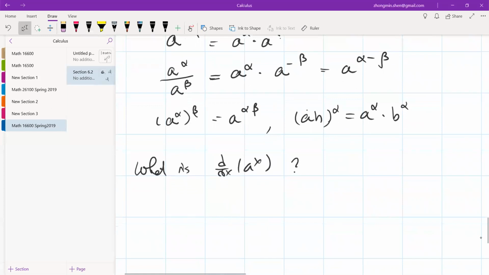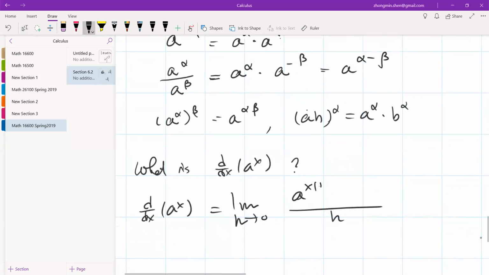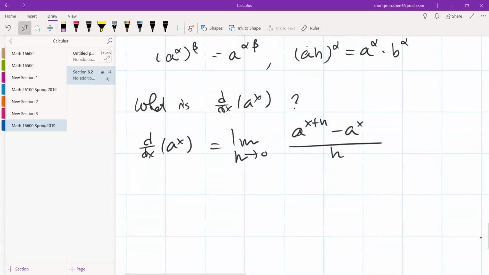So suppose you are the first person studying calculus, you need to figure out what is the derivative of a to the x, right? The only way you can do it at the very beginning, when you don't have any formulas, is to use the definition, okay? So the derivative of this is supposed to be the limit as h approaches 0 of a to the x plus h minus a to the x, over h, right? So I have to find this limit.